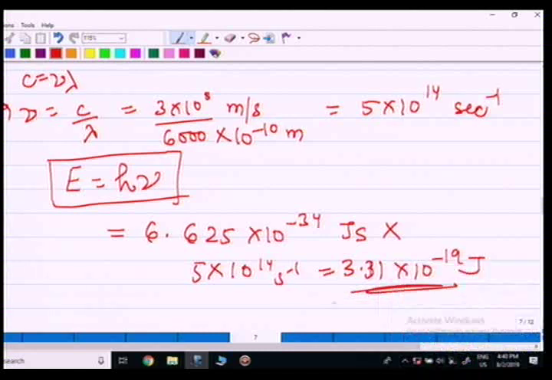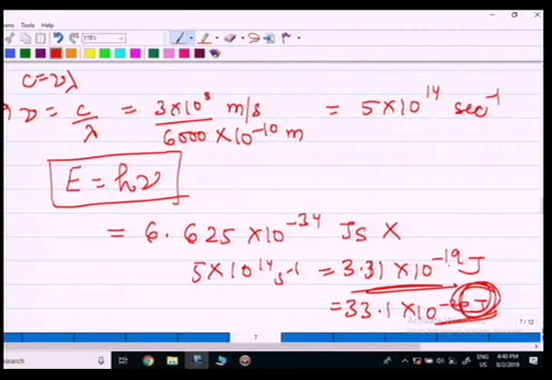Okay, so if some of you have given the answer as 33.1 into 10 to the power minus 20 joules, that is also correct. Okay, so students, your answer is correct. Just pay attention to your units. I'm sure all of you know that. You're just not mentioning it here.